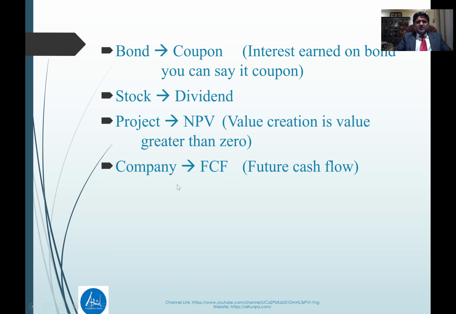When we talk about a company, there are future cash flows. These are the components: coupon is related to bond, dividend is related to stock, NPV is related to projects, and future cash flows are related to company.